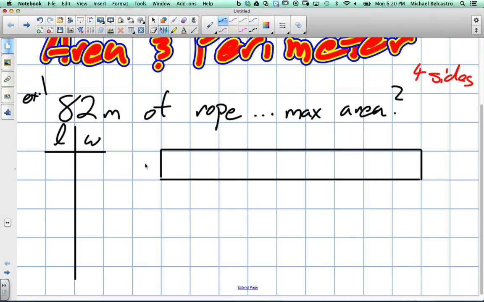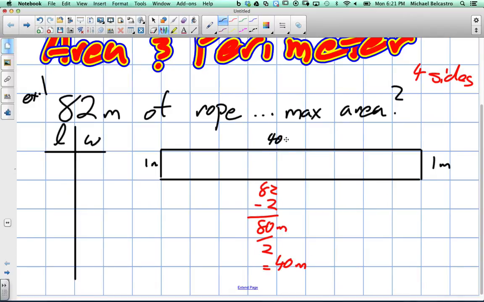Let's say this is 1 meter, and this is 1 meter, okay? Well, that means 2 meters are used. So I still have 80 meters left. Does that idea make sense? We started at 82, so we used 2 meters, so now we're left with 80 meters, and I still have 2 sides. So if I divide it by 2, the 2 sides are 40 meters each, right?